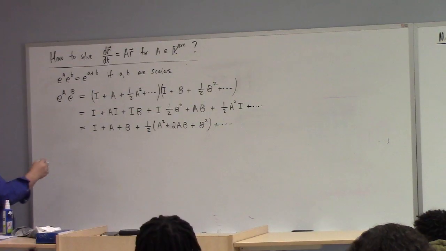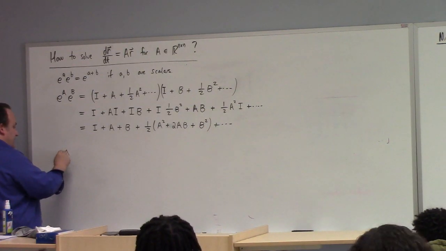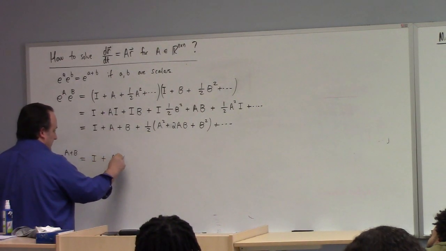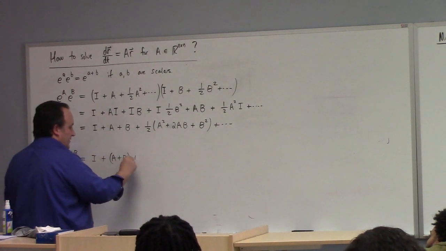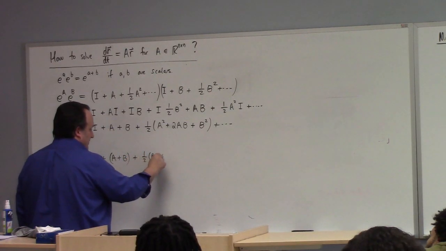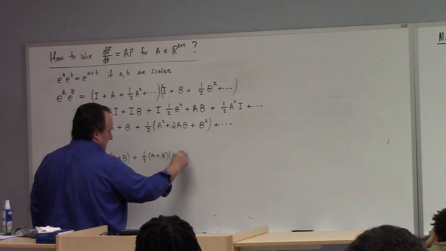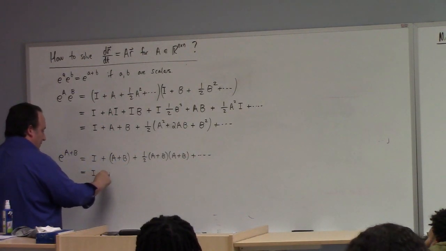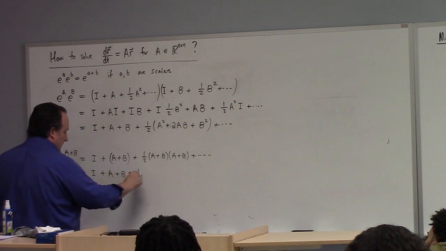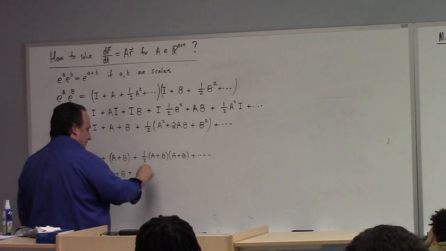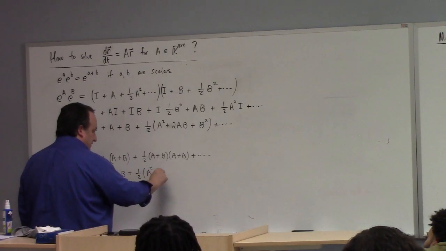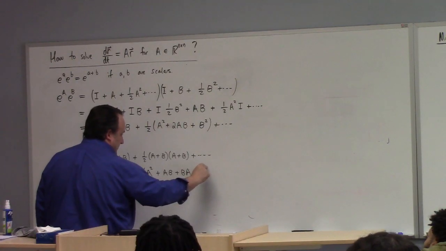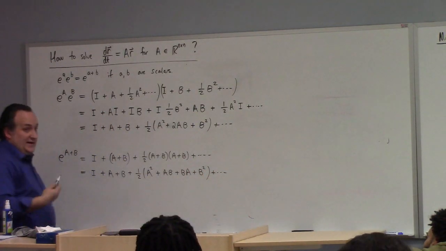On the other hand, we can calculate e to the a plus b. How's that go? Well, that's I plus a plus b, plus 1/2 a plus b times a plus b, plus dot dot dot, right? And if we multiply that out, what do we get? Same thing. Is it though? See, because we get a times a, which is a squared, plus ab plus ba plus b squared. So it looks like the same thing, but it's not.